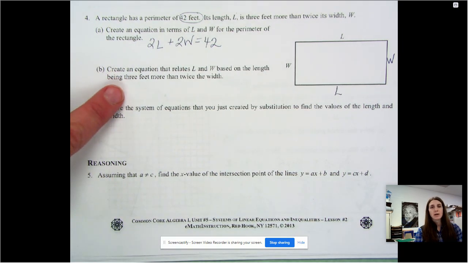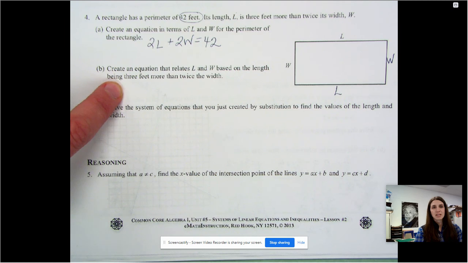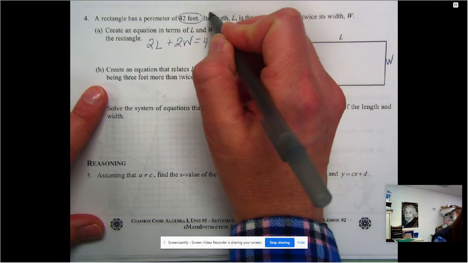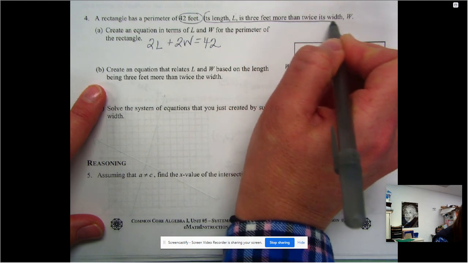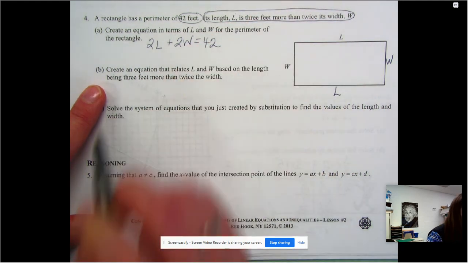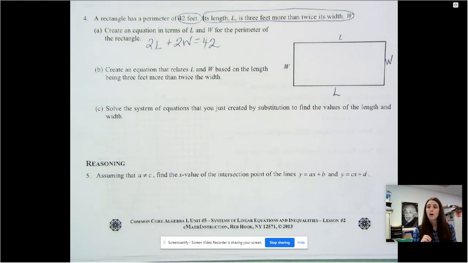Create an equation that relates L and W based on the length being 3 feet more than twice the width. So this is the other clue they're giving us. Its length L is 3 feet more than twice its width. Go ahead and pause the video, try to write that equation, and then hit play to go over it with me.